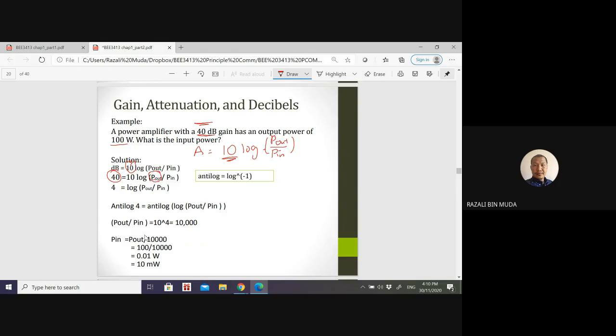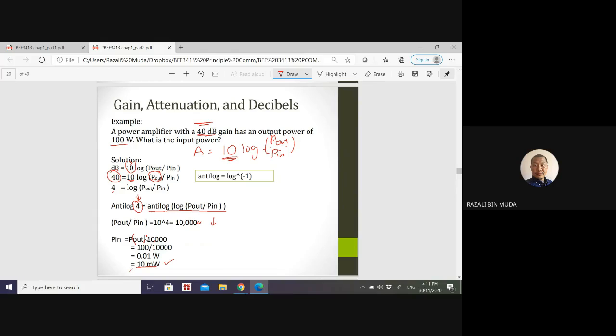So solving this for log P out over P in, you need to do anti-log. So anti-log of 4 is this one. This is how you manage your calculator. So P out over P in is equal to 10 to the power of 4, 10,000. So P in is P out over 10,000. So you get the answer 10 milliwatt.